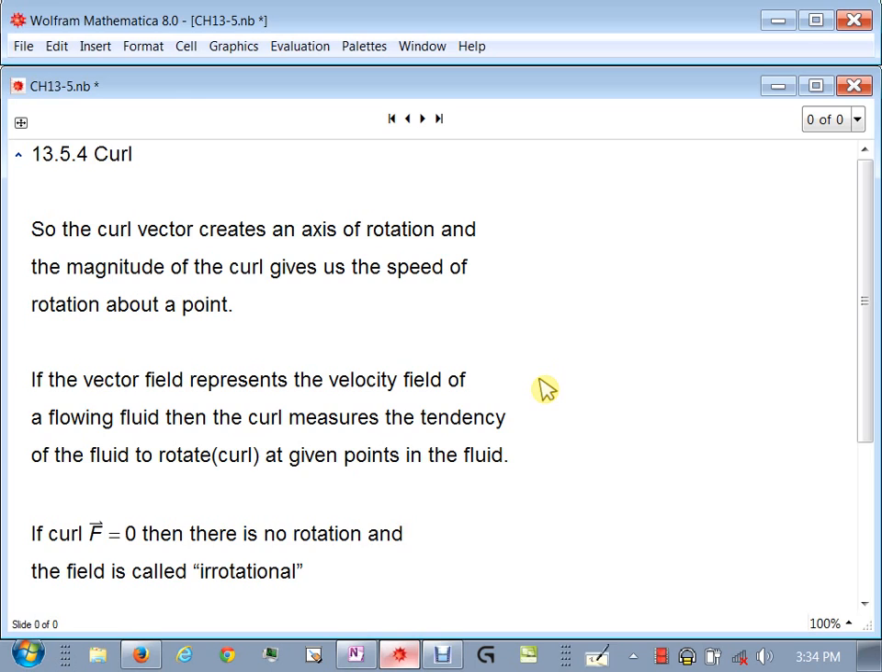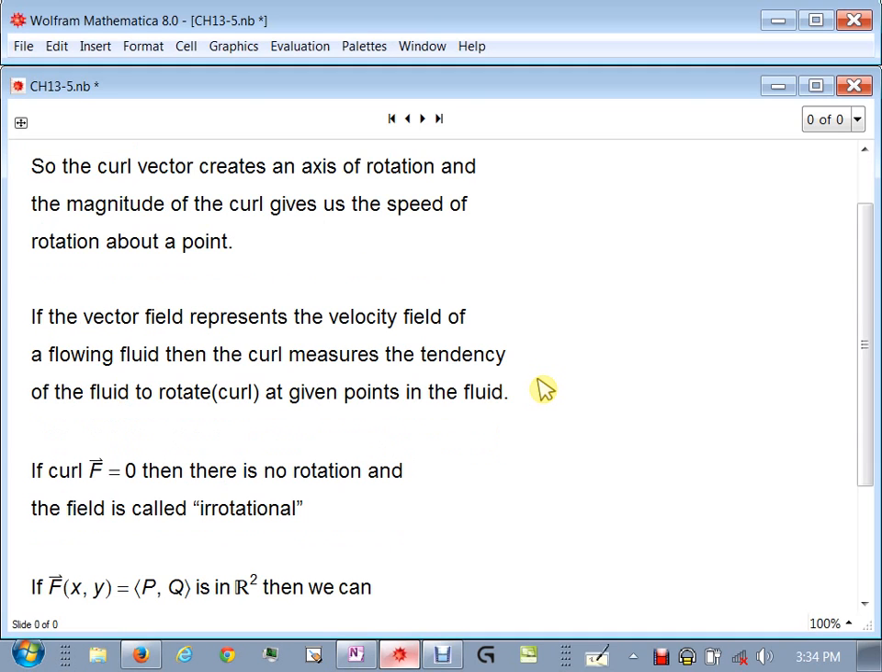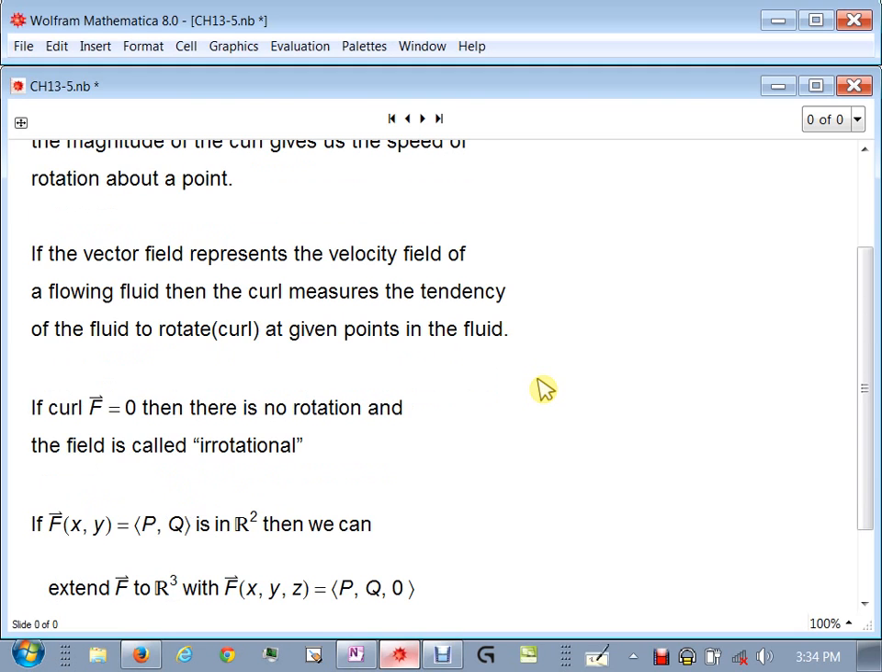So the curl vector creates an axis of rotation, and the magnitude of the curl gives us the speed of the rotation about the point. This is important because of your take-home test. If the vector field represents a velocity field of a flowing fluid, then curl measures the tendency of the fluid to rotate or curl at given points in the fluid. If your curl is 0, then there is no rotation, and the field is called irrotational. So I gave you that example where I moved that thing around and nothing happened. That's because the curl was 0.